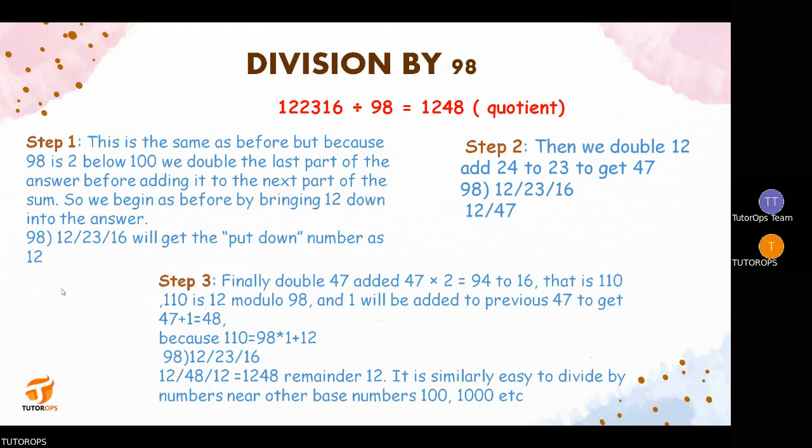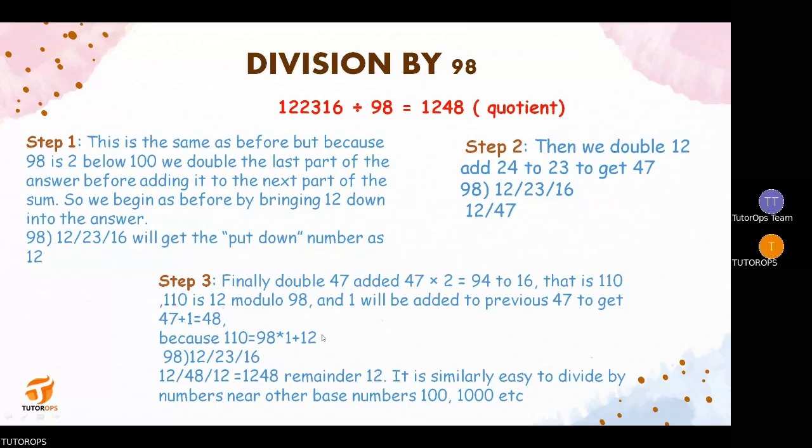Now the quotient 1, what we have got after dividing 110 by 98, will be added to the previous number, that is 47, to get 47 plus 1, 48. Okay, so what will be the remainder? The remainder will be 12, followed by 48, not 12 47. Why not 12 and 47?